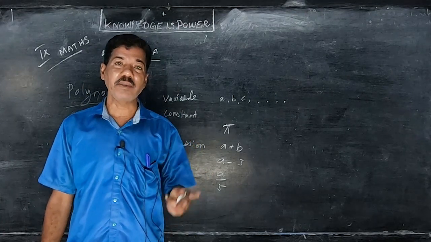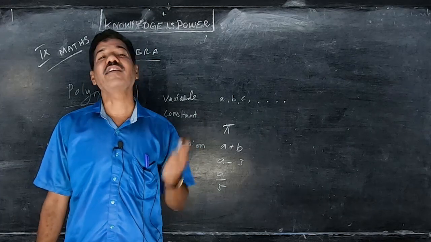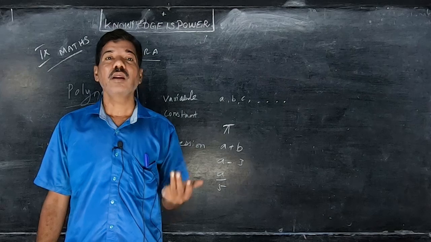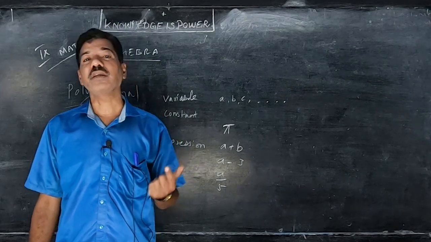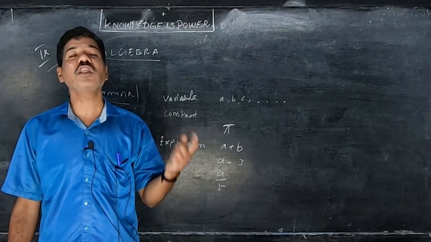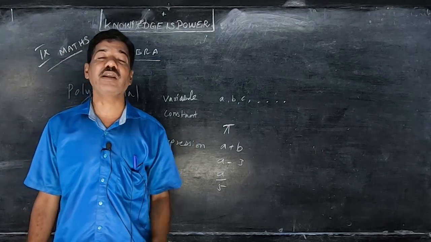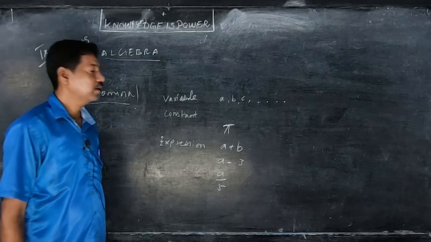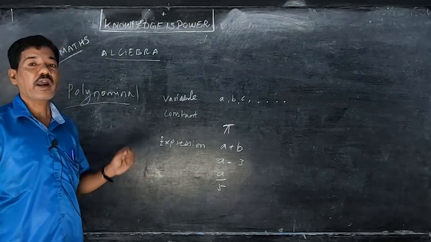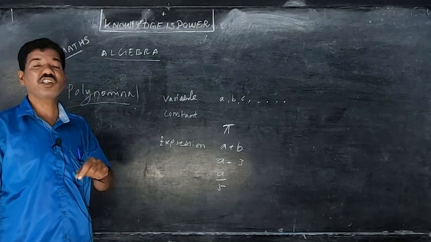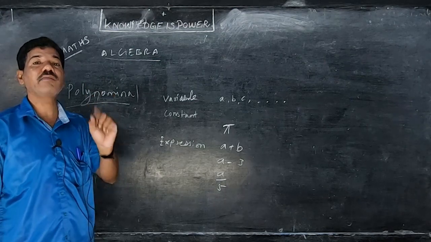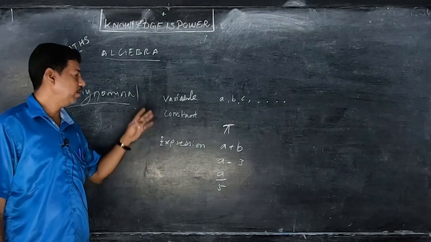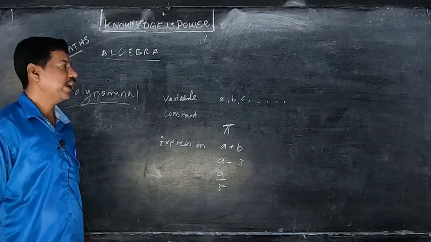Monomial, binomial, trinomial. Can you follow that? So monomial, binomial, trinomial. If they have more than that, we can call it a polynomial. Can you follow that? So the basic things you have to find out, then only the exercise will be very easy. The first exercise will be very easy if you know the introduction. What is the meaning of variable, what is the meaning of constant, what is the meaning of expression.